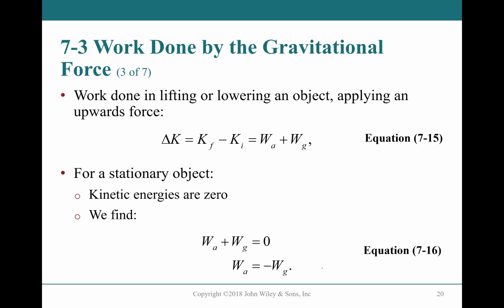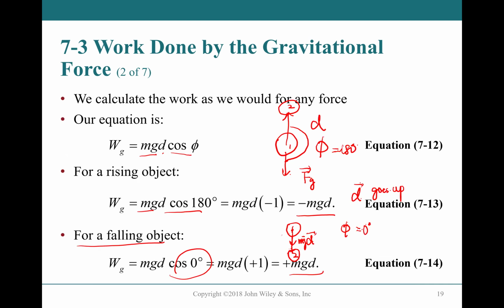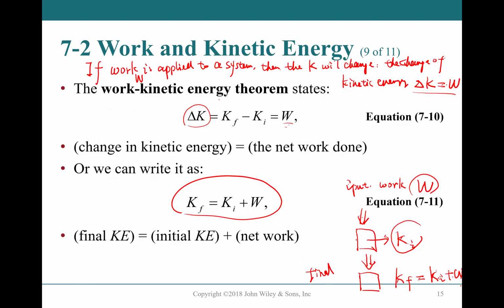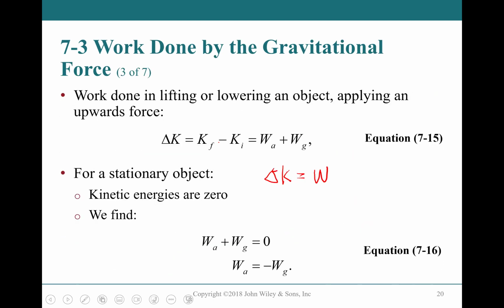Now, work done in lifting or lowering an object by applying an upward force. Here, the change of kinetic energy will be equal to the work done on the object, right? So this is the work and kinetic energy theorem. The change of kinetic energy is the final kinetic energy minus the initial kinetic energy. But for the work, we have an applied force, an upward force. So WA here means work done by the applied force.